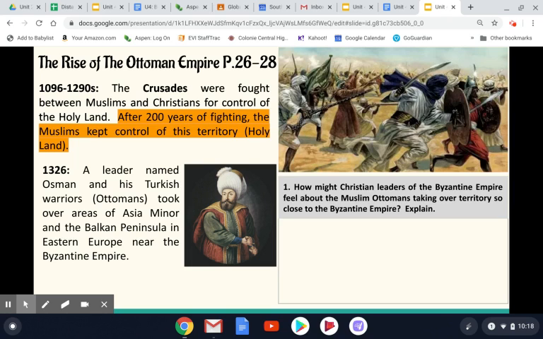So how might Christian leaders of the Byzantine Empire feel about Muslim Ottomans taking over territory so close to the Byzantine Empire? Take a second, and you can pause this right now and think about that or respond to that on your own, and then you can always adjust your answer.